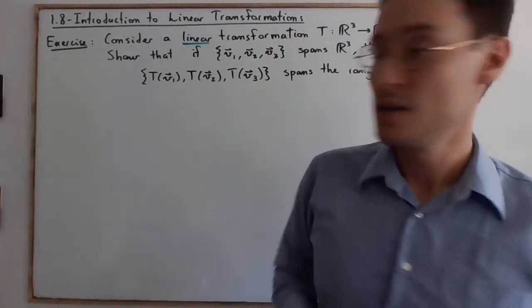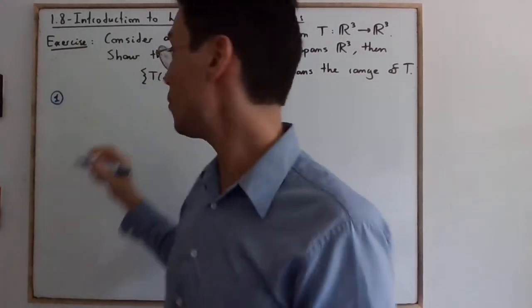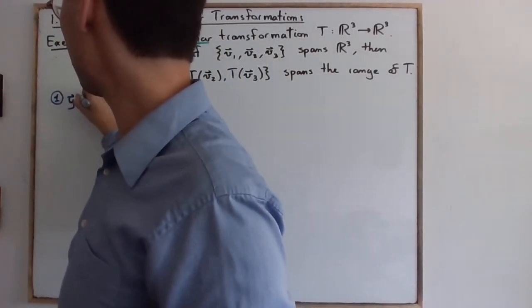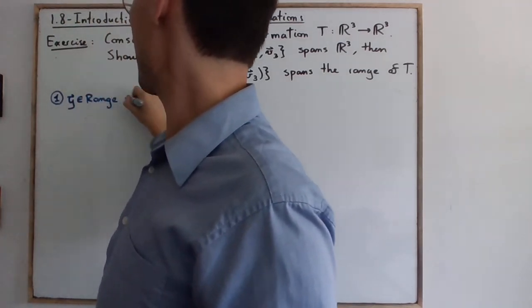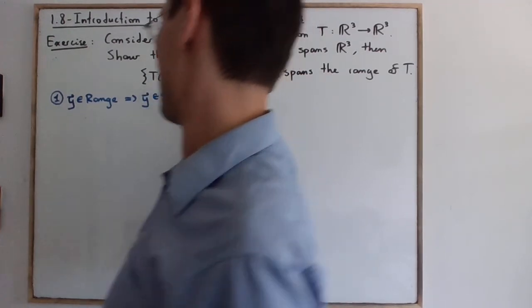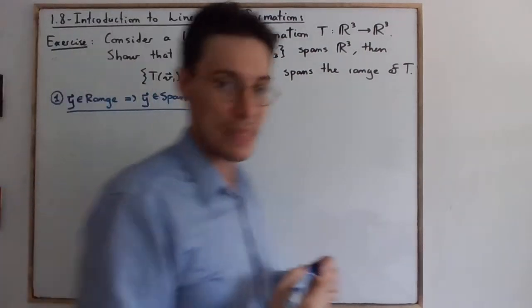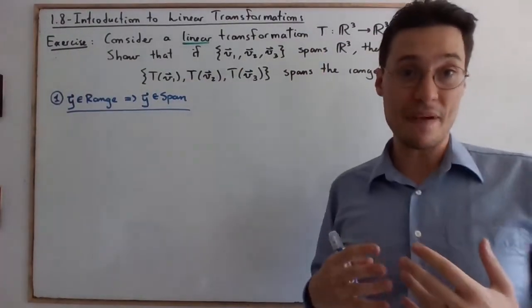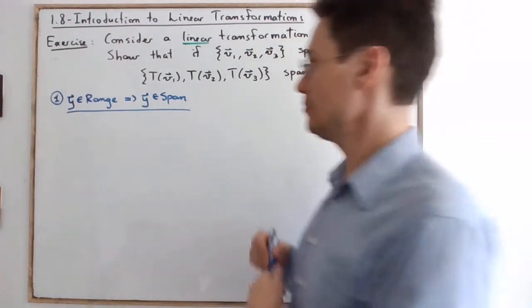Okay, so begin with step number 1. Remember we want to show that y is in the range implies y is in the span. I'm not gonna rewrite what it means, but I'm gonna start with the fact that I know y has a preimage.